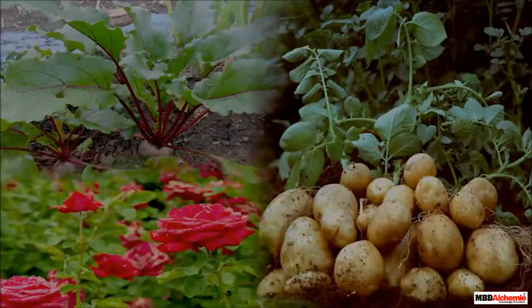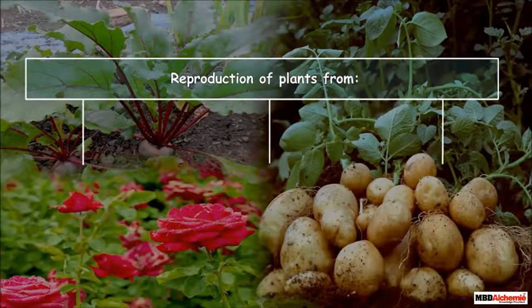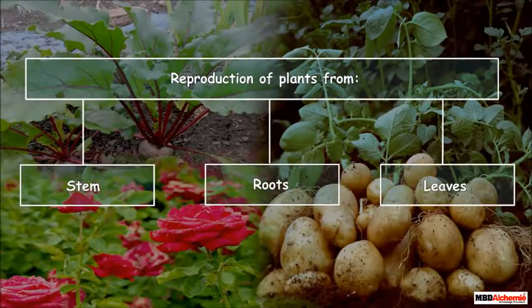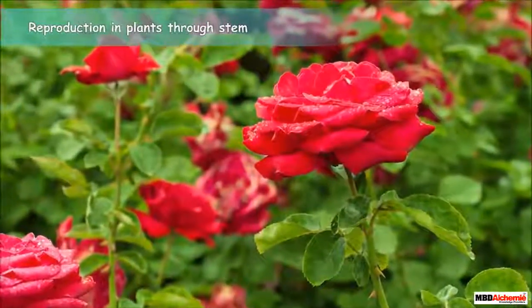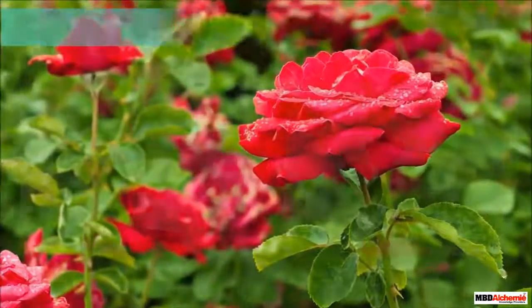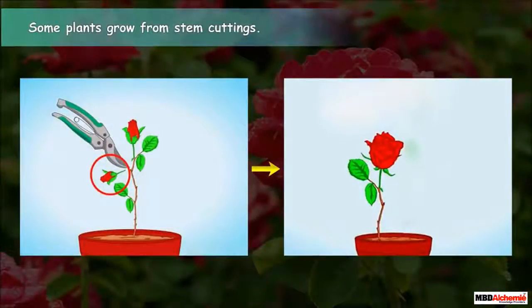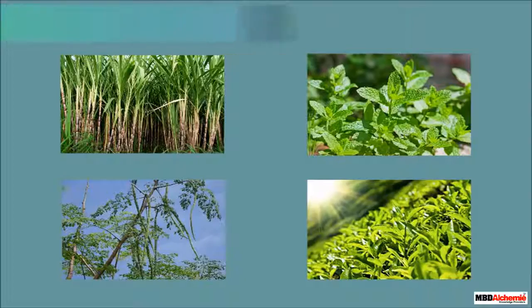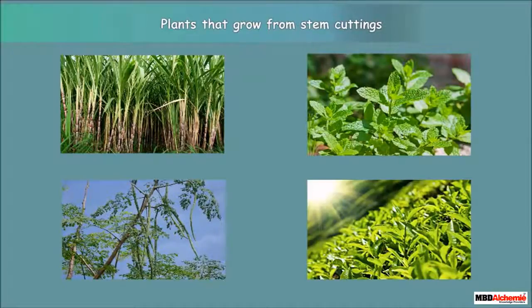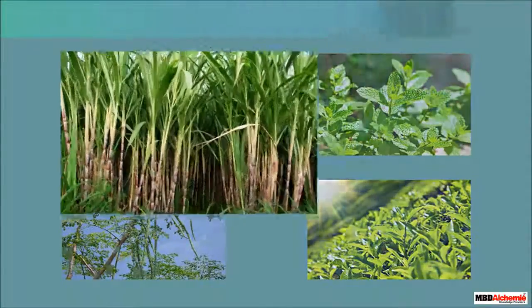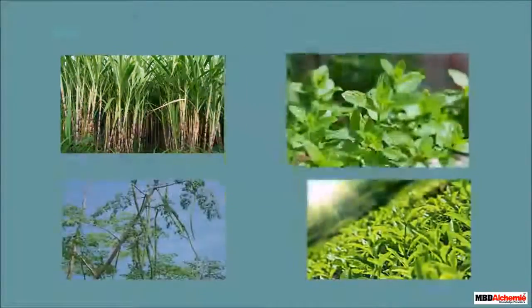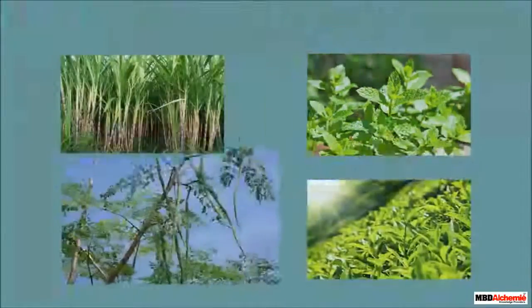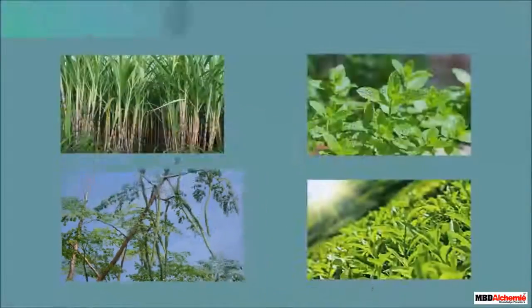There are certain plants in which reproduction takes place through their various parts like stem, roots, or leaves. Let's first see the reproduction in plants through stem. Some plants like rose grow from stem cuttings. Other examples of plants that grow from stem cuttings are sugarcane, mint, drumstick, and tea.